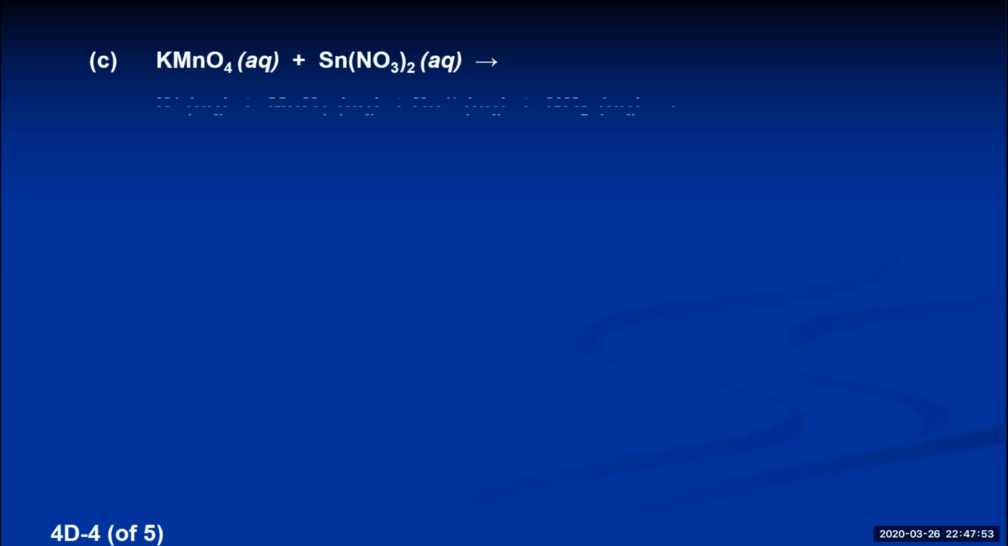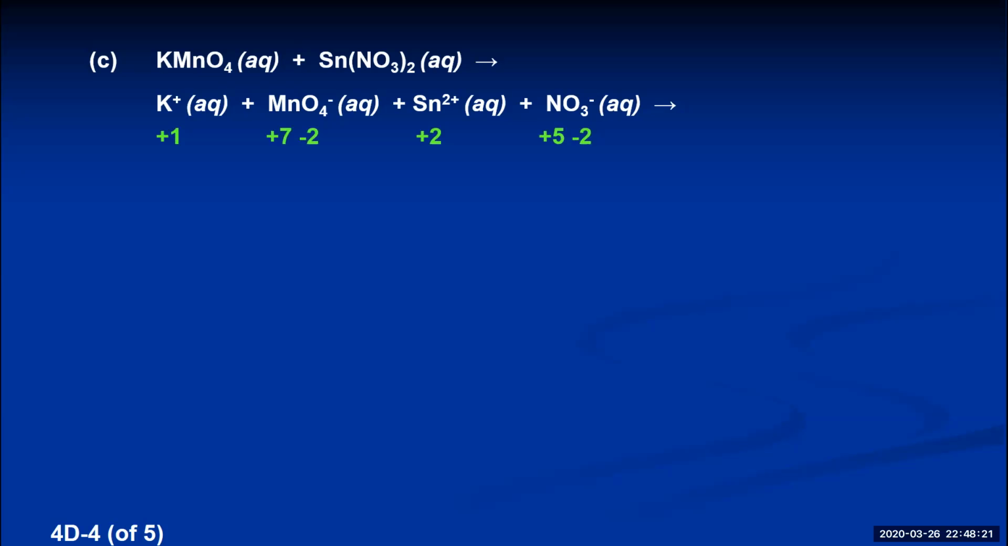Plan 9, write the reactants in ionic form, and if you recognize a strong oxidizing agent, which we do in this case, there's the permanganate ion, this is going to be a non-obvious oxidation reduction reaction. Let's do the oxidation numbers. Potassium is +1. In the permanganate ion, manganese is 7, oxygen is -2. The tin 2 ion is +2. And in the nitrate ion, the O's are -2 each. They add up to -6, so the nitrogen would have to be +5.